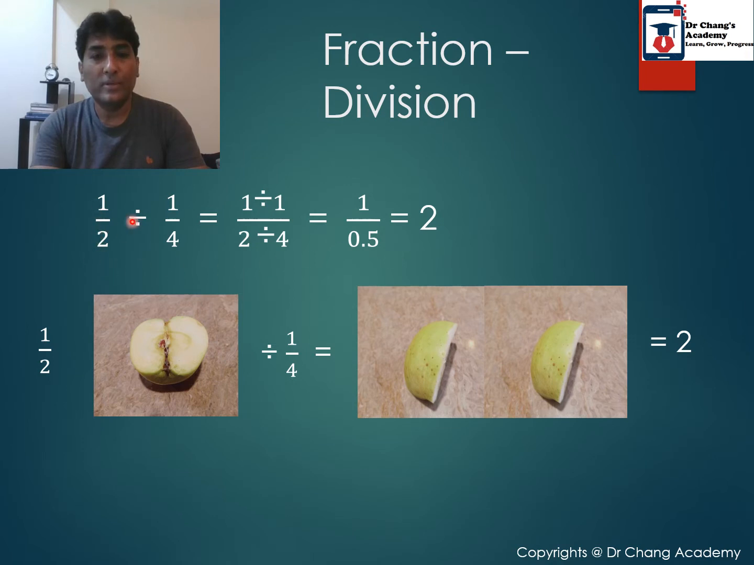1 over 2 divided by 1 over 4. So we can just divide numerators and we can divide denominators. So 1 divided by 1 is equal to 1, 2 divided by 4 is equal to half, 0.5 is half. And we can divide the numerator, which is 1, by the denominator. So 1 divided by half is actually 2. So the answer is 2. And that's what we saw here.